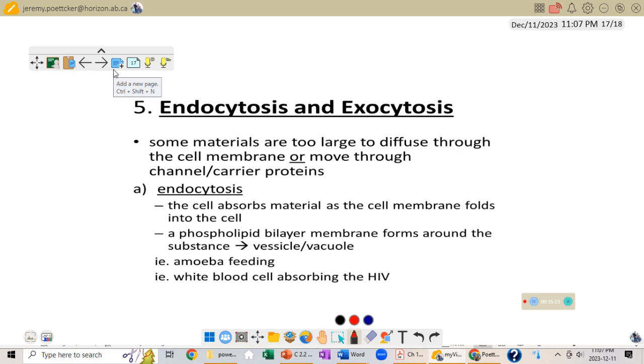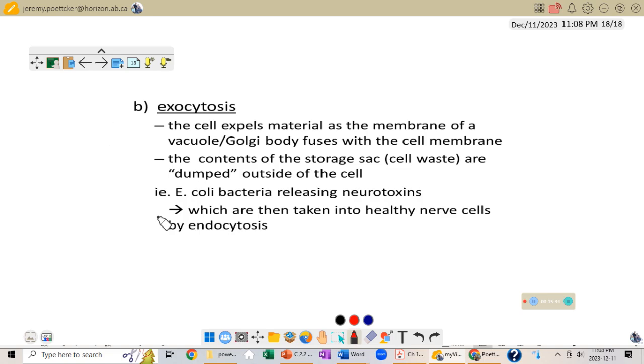This is how amoebas feed and how white blood cells work. This is how they absorb HIV or other viruses as well; they can be absorbed into the body this way. Exocytosis is sort of the opposite. The cell is going to expel material as the membrane of a vacuole or Golgi body fuses with the cell membrane. The contents of the storage sac, or waste, which generally is cell waste, are dumped outside of the cell. It can also be neurotoxins, or, in the human body, neurotransmitters that allow nerves in the brain or in the spine or anywhere else to talk to each other.